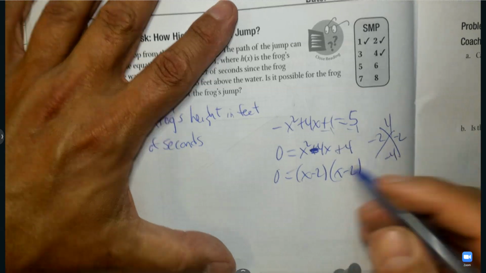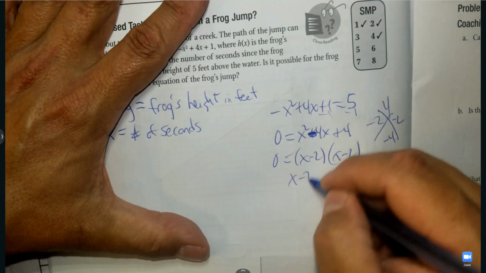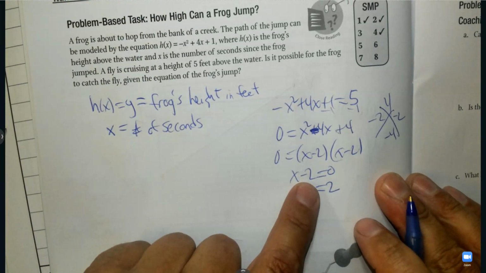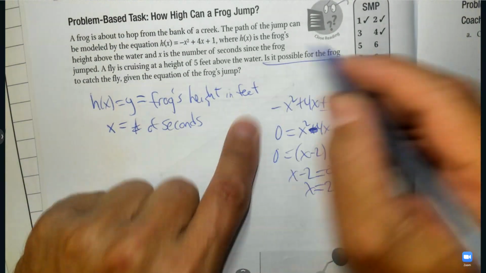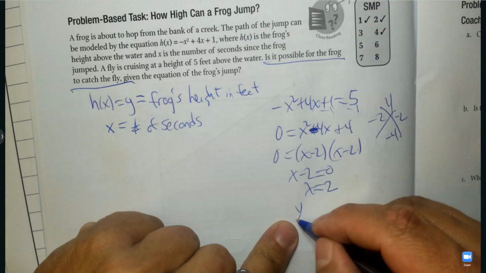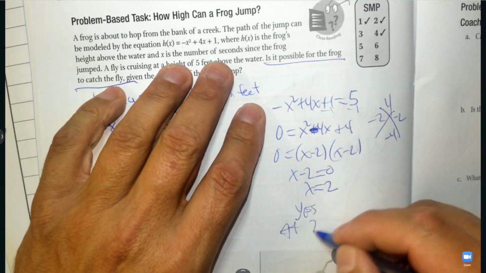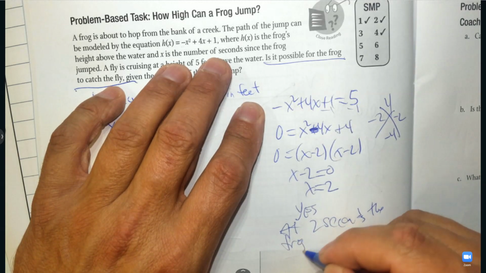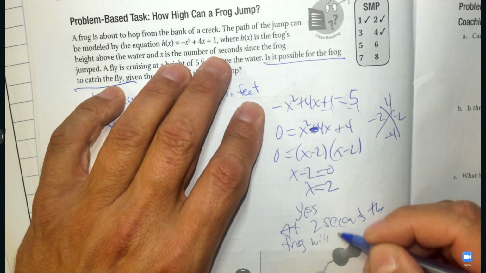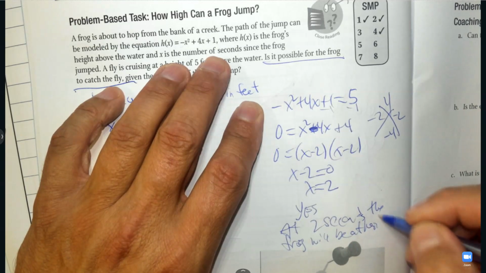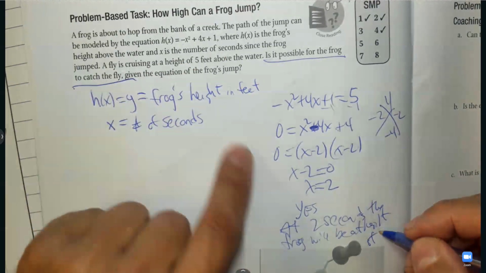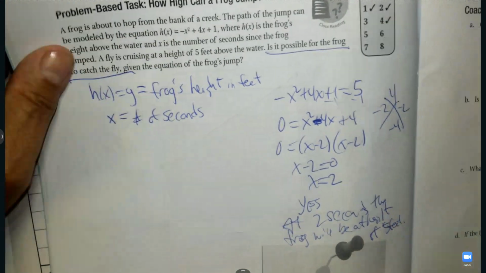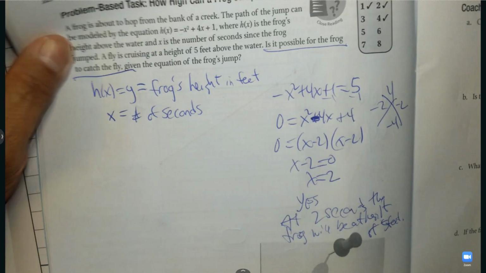And then notice both of these, if you would solve them, are the same equation, so I'm not going to do it twice. And you can say, yes, is it possible for the frog to catch the fly? And the answer is yes. And the answer is at 2 seconds, the frog will be at a height of 5 feet.